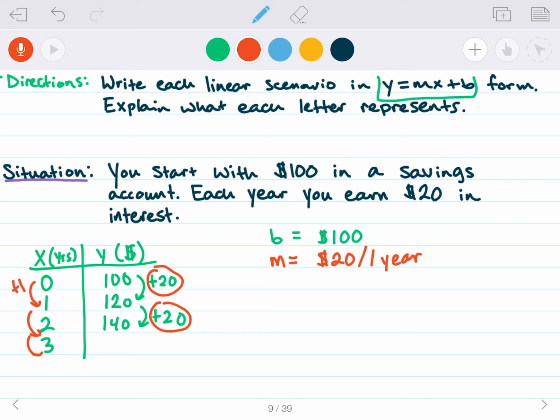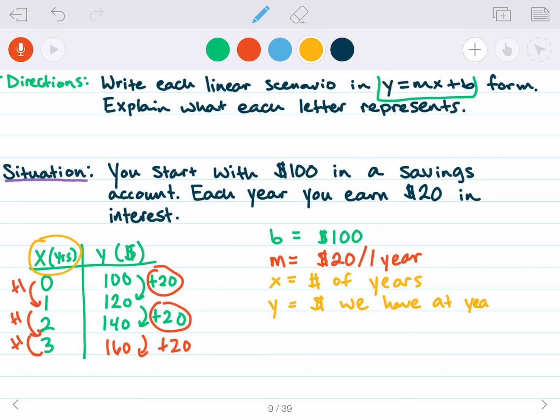So for every 1 year that goes by, we increase by $20. That is our slope. Okay, cool. So far, so good. We have m, we have b. Now, what are x and y? Remember that x is going to be the number of years, and y is going to be the money we have at year x, whatever x is, right? So these are going to be our values here.